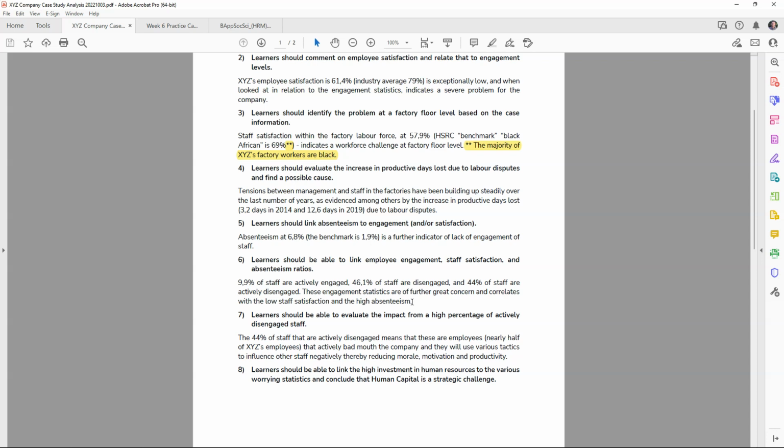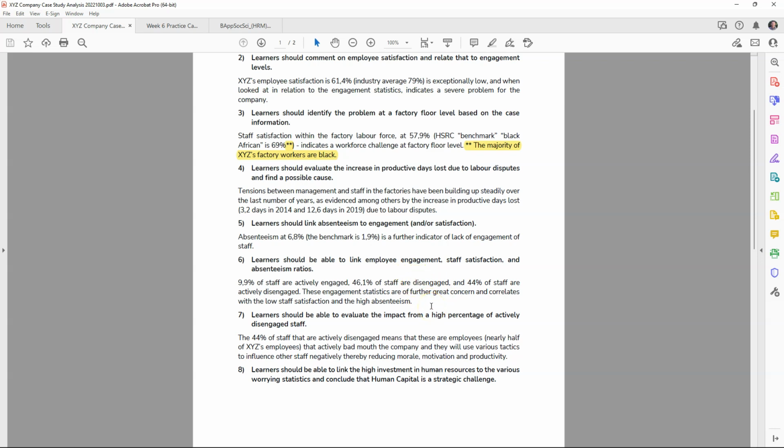So just something around this. So 46.1% of staff are disengaged. So they probably do their work based on their job descriptions, but they're not quite excited to come to work all the time. And I'm just making a generic comment around this. You could describe that in other ways as well.